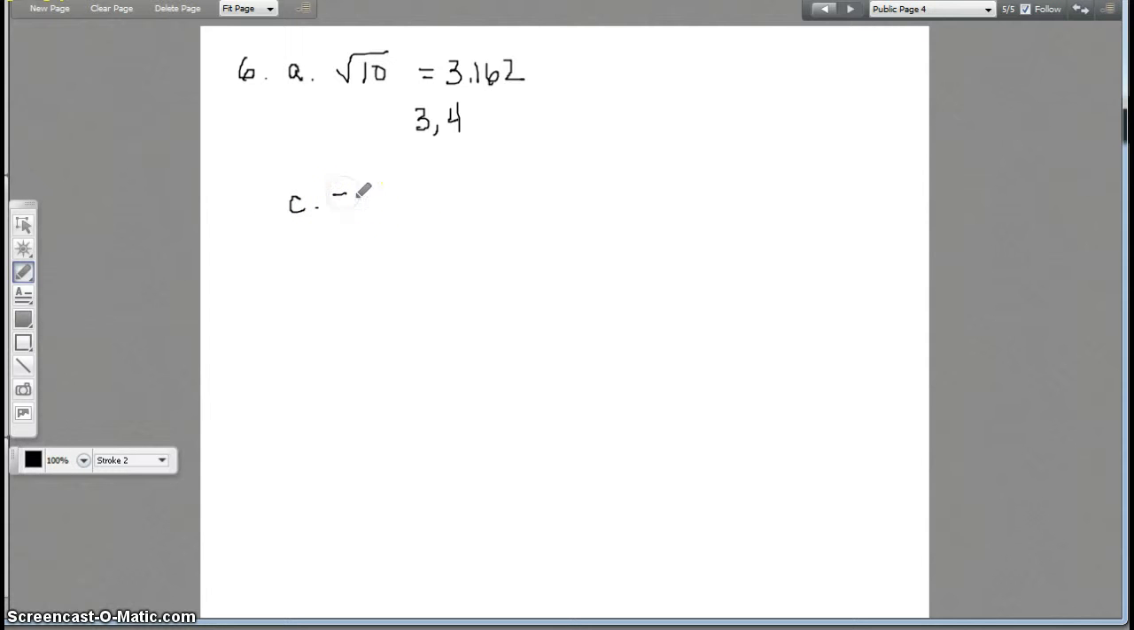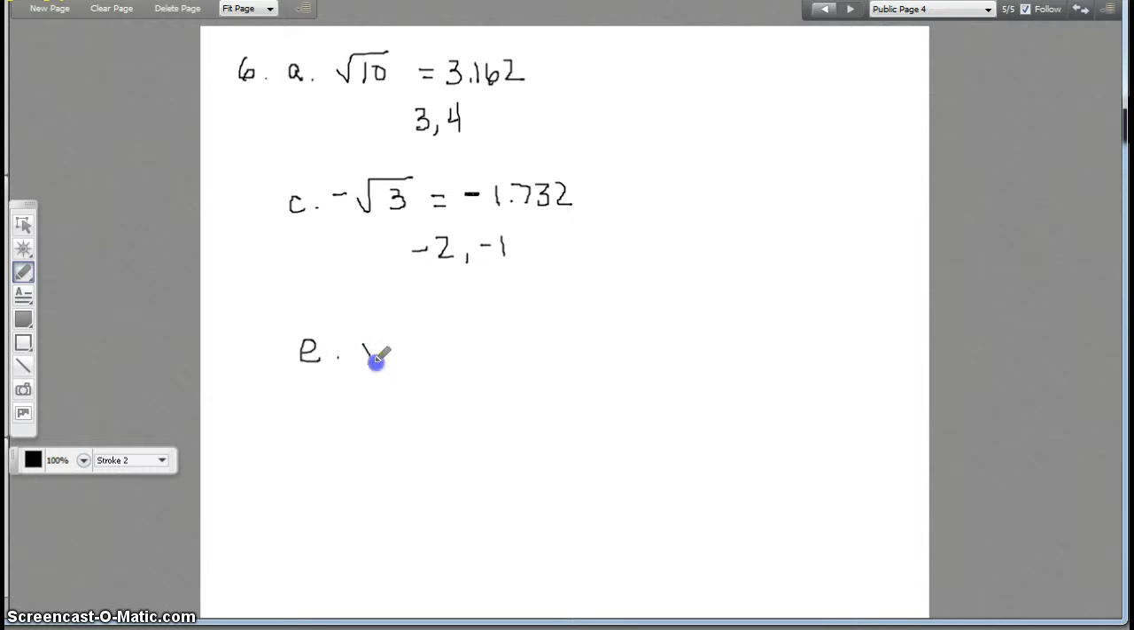Part C is negative of the square root of 3. This is possible. The negative is outside of the square root. We don't know how to take the square root of a negative number, but we can take a square root and then multiply it by a negative. So we're going to look in our chart, square root 3. The square root of 3 is 1.732. We have a negative in front, so it's negative 1.732. Negative 1.732 is between -2 and -1.